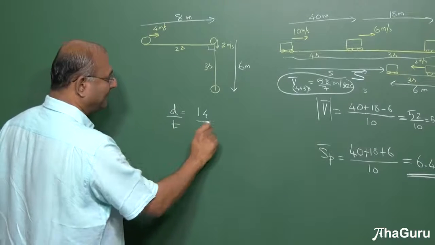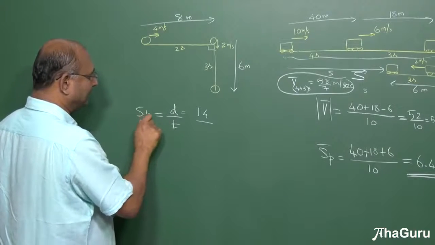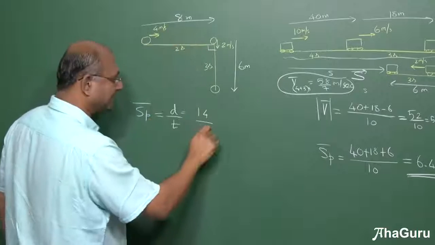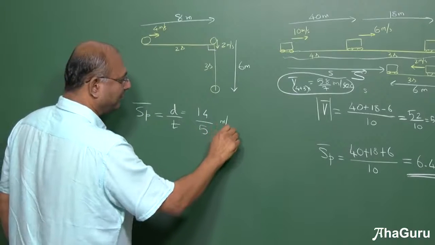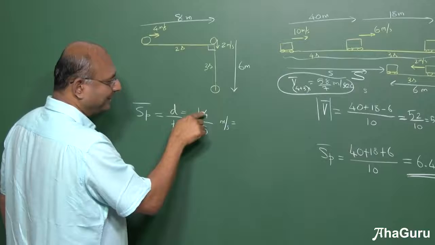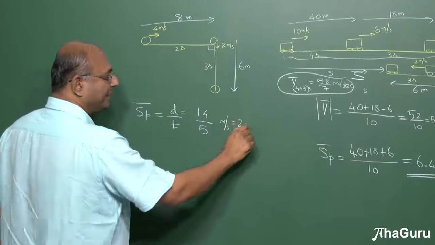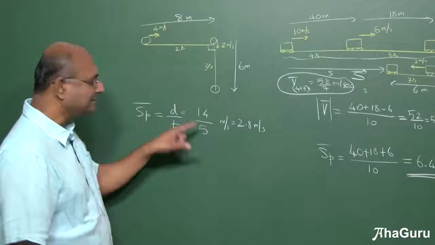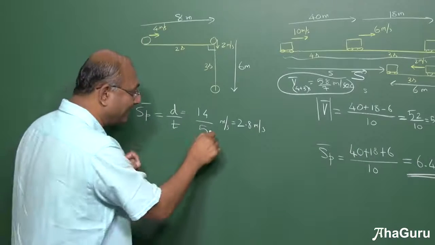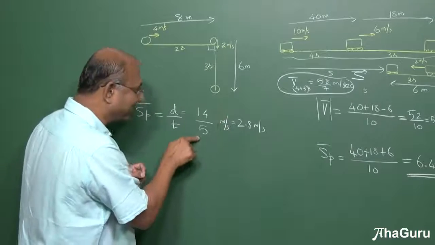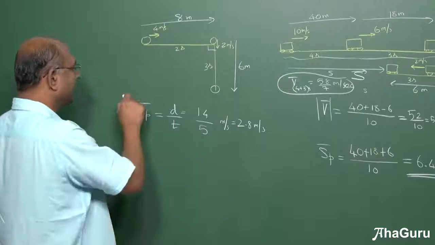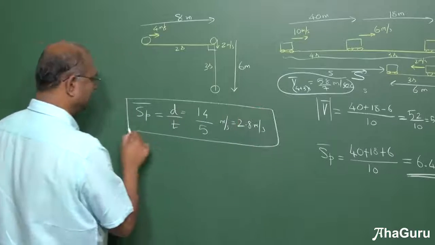Divided by the time will give me average speed. What is the total time? 5 seconds. So 14 by 5 meters per second. If you multiply by 2, you get 28 by 10, 2.8 meters per second. Whenever you have division by 5, it's a good idea to multiply by 2. This will become 10. That will become 2 times 14, 28 by 10, 2.8. Okay. So this is the average speed.